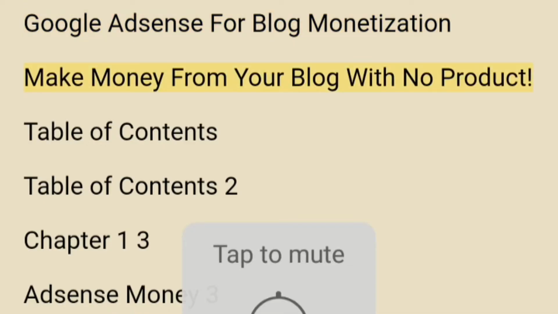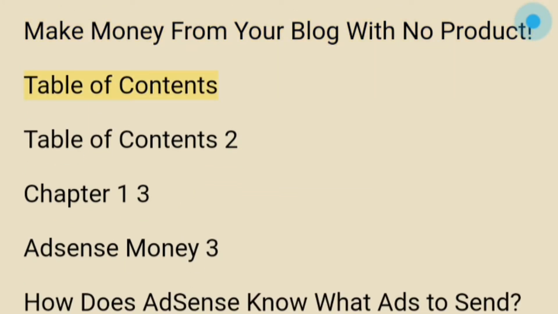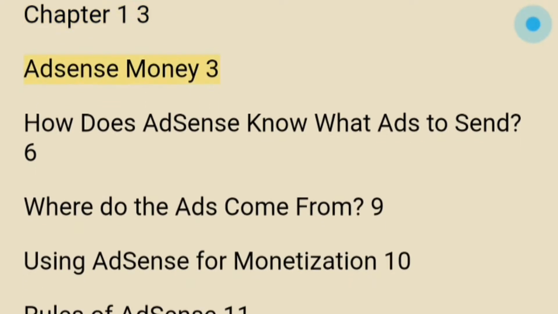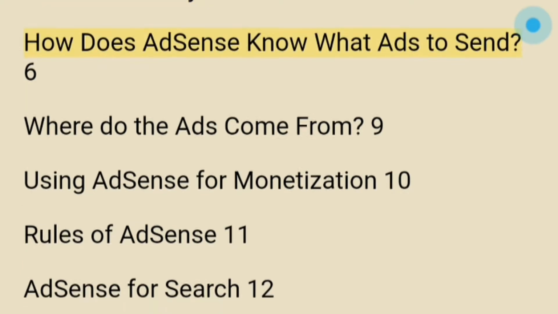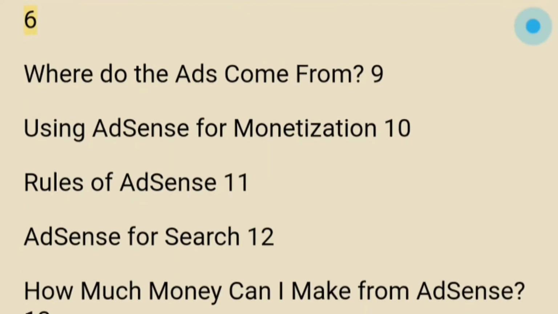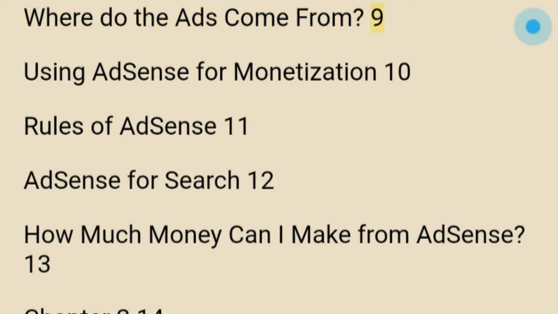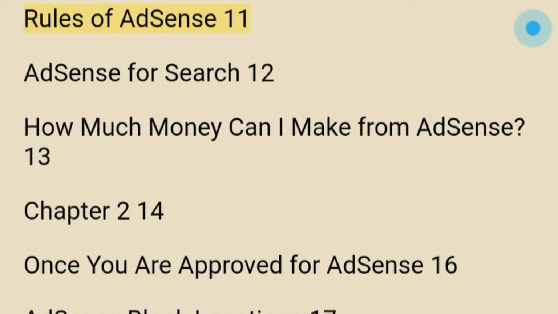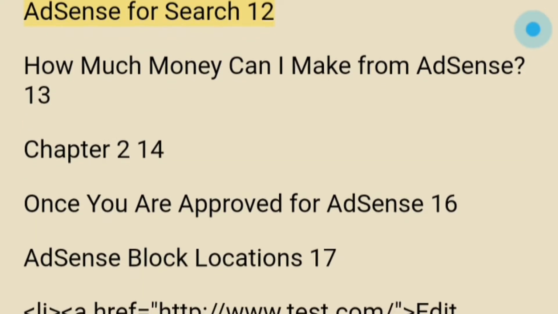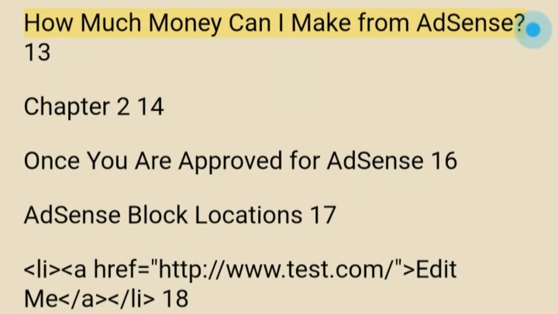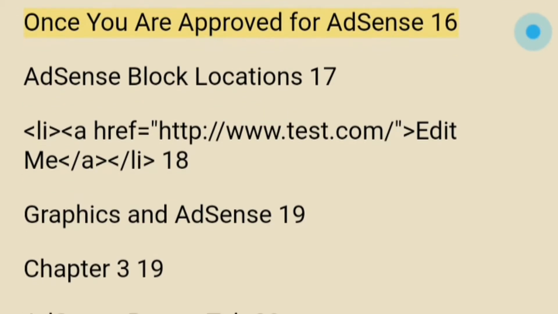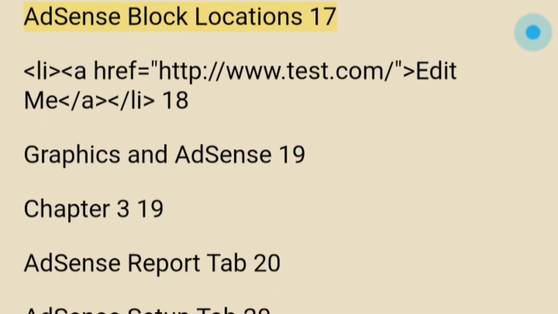Table of contents. Chapter 1: AdSense Money. How does AdSense know what ads to send? Where do the ads come from? Using AdSense for monetization. Rules of AdSense. AdSense for search. How much money can I make from AdSense? Chapter 2: Once you are approved for AdSense. AdSense block locations.